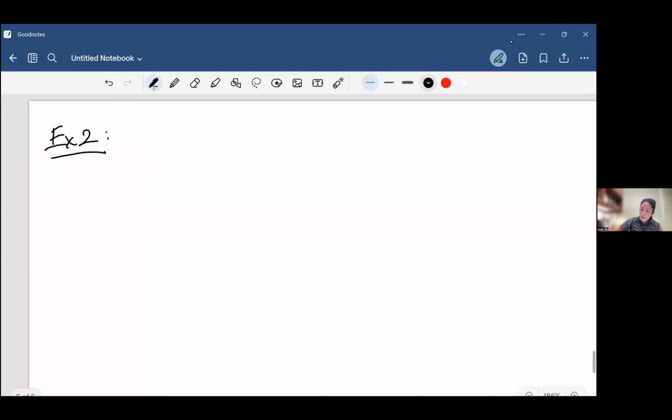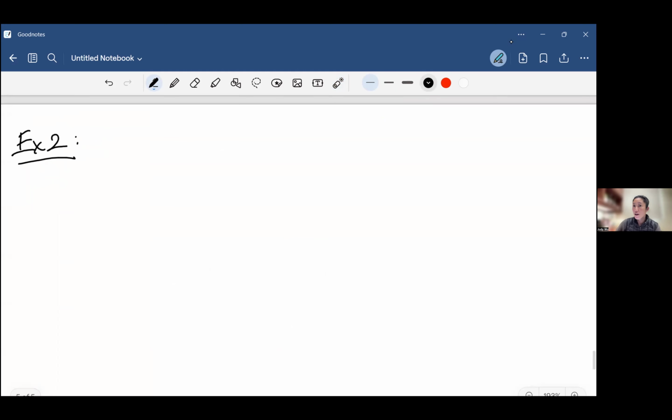Okay. Now, a lot of people were asking, like, are you going to give us a graph or are you not? And the answer is yes, I will give you a graph. Okay. We still have to be able to pull the important information from the graph, but I'll give you the graph. You just have to be able to do the things with it. Okay. So here's the graph that I'm going to give you.